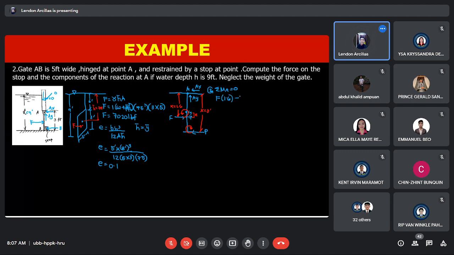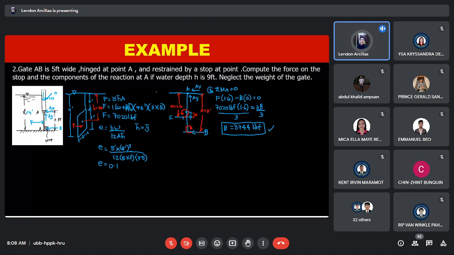Okay, minus B pala to. So, B times 3 feet from point A. Okay, F natin is 7,020 pound force times 1.6. Okay, lipat na natin yung B sa kabilang side. Magiging positive 3B. Divide lang natin ng 3. So B is equal to 3,744 pound force. Okay, ito pa yung first natin kukunin, B.